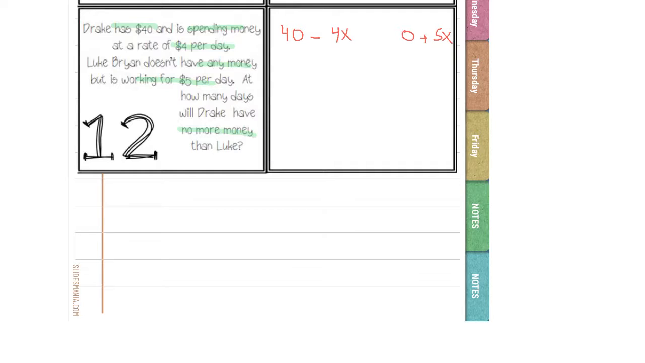Now let's figure out what sign we are using. Well, it says in the question, how many days will Drake have no more money than Luke? That means that he can have less than or equal to, okay? He can have less money than Luke or equal to. All right. So now we can go ahead and start solving.